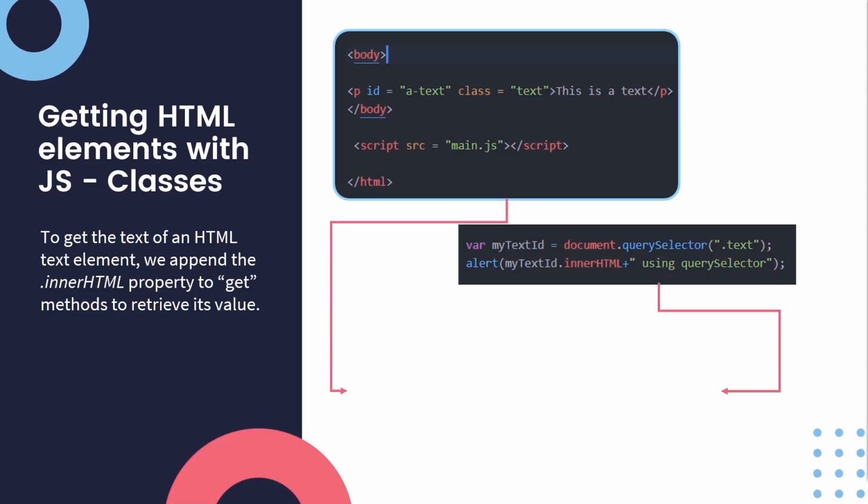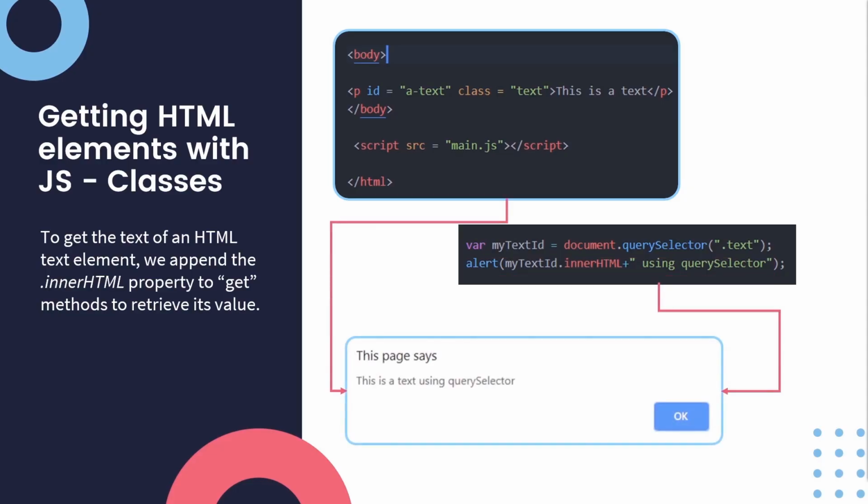Okay, and then essentially we just alert that to the screen, and we concatenate that with using query selector, and our output when we alert is this is a text using query selector. Wonderful.